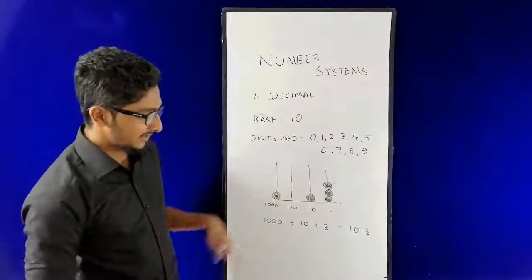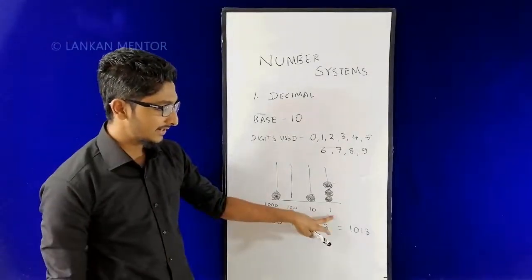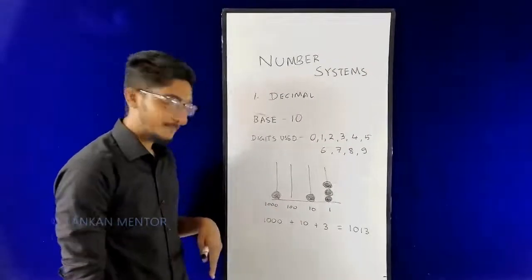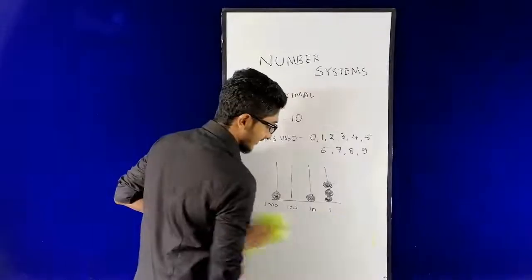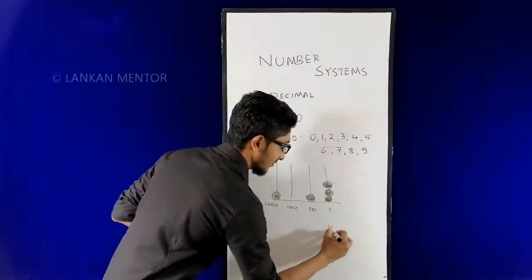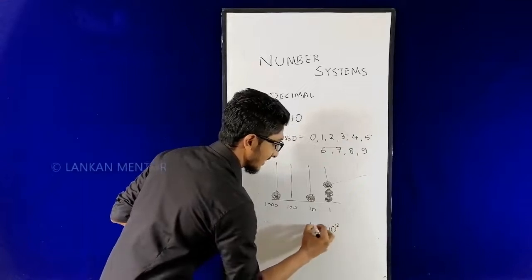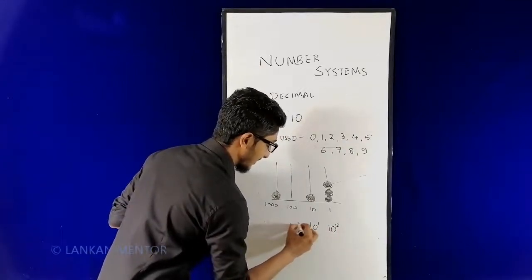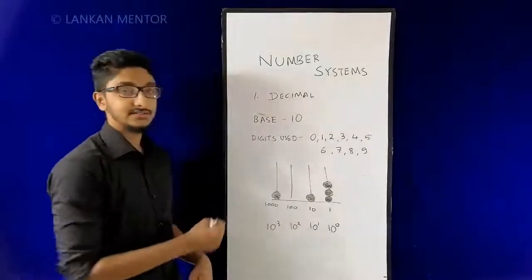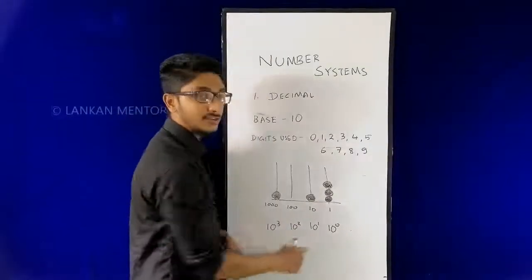Even in the abacus, we separate it as ones, tens, hundreds, thousands, and so on. In other words, this can be written as 10 to the power 0, 10 to the power 1, 10 to the power 2, 10 to the power 3. The power increases. So what is 10 to the power 1?